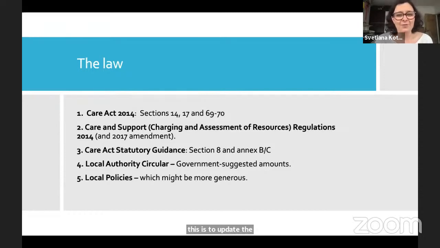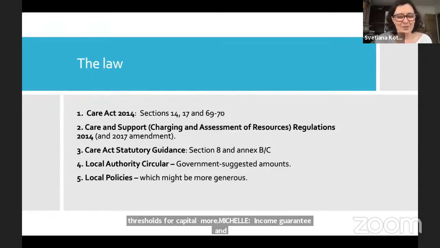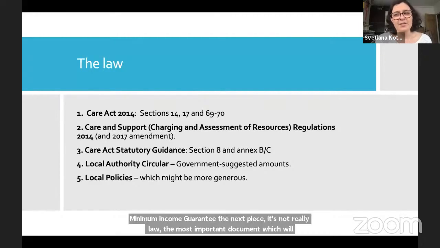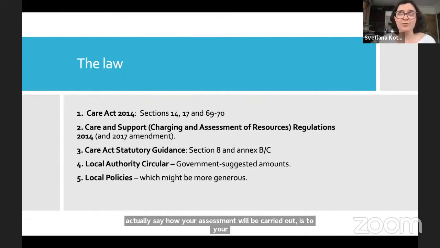And the most important piece of, well, it's called law, but it's not really law. The most important document, which will actually say how your assessment will be carried out, is your local authority's charging policy. So when you're going through a financial assessment, it's really worth finding that charging policy. It must be on their website, and look at how they said they would do things.